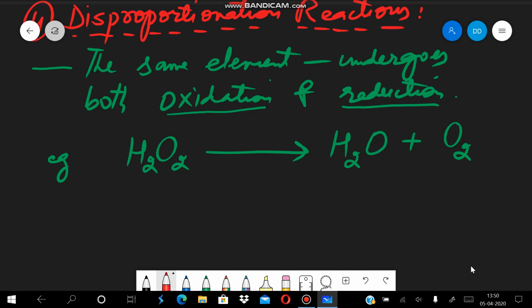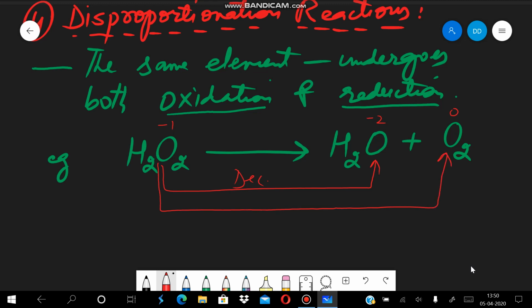Now if we look at the change in oxidation numbers, we see that only oxygen is undergoing a change in oxidation number in this case. The oxidation number of hydrogen remains the same. The oxidation number of oxygen changes from -1 to -2, that is decrease in oxidation number, when it changes to water, and the oxidation number of the same element, that is oxygen, changes from -1 to 0, that is the increase in oxidation number.